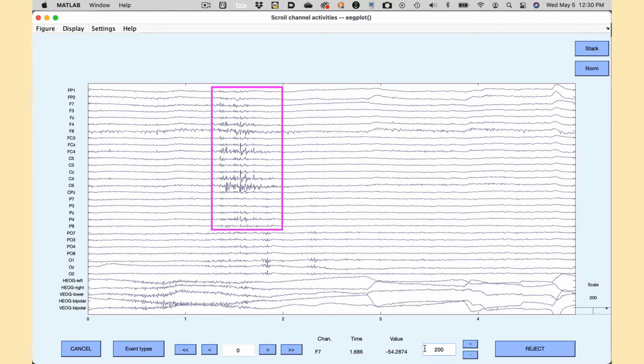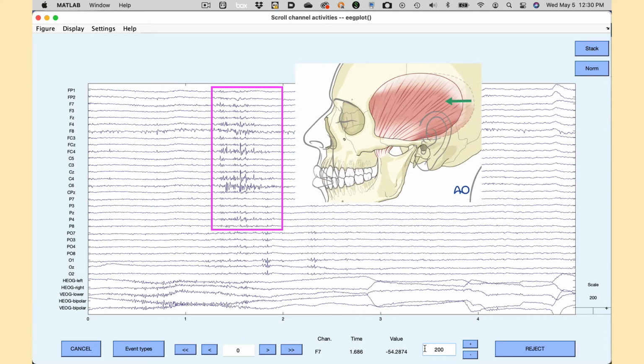Here we see what looks like a burst of EMG activity, high-frequency spikes that happen when a muscle contracts. It's largest over lateral, frontal, and central channels, so my guess is that it's coming from the temporalis muscle on the right side, which is close to these electrode sites. The temporalis muscles are used for closing the jaw. They're big muscles that often produce large artifacts in EEG recordings.